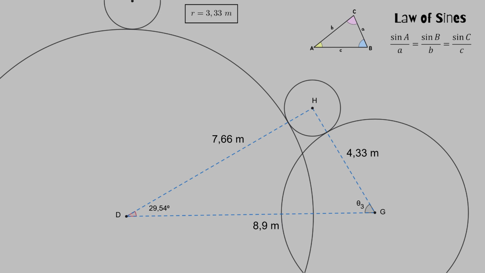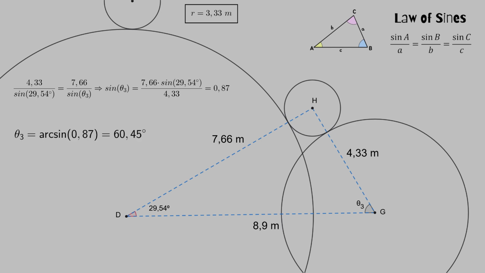Now let's find theta 3 using the law of sines this time. 4.33 over sine of 29.54 equals 7.66 over sine of theta 3. So sine of theta 3 is 0.87, which is theta 3 equals arc sine of 0.87, which is 60.45 degrees. Okay, we found the critical angles.